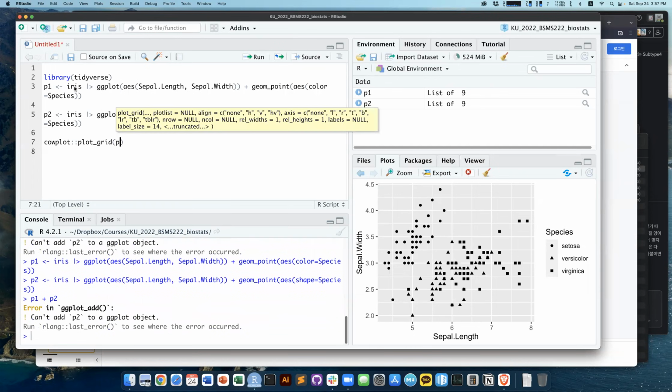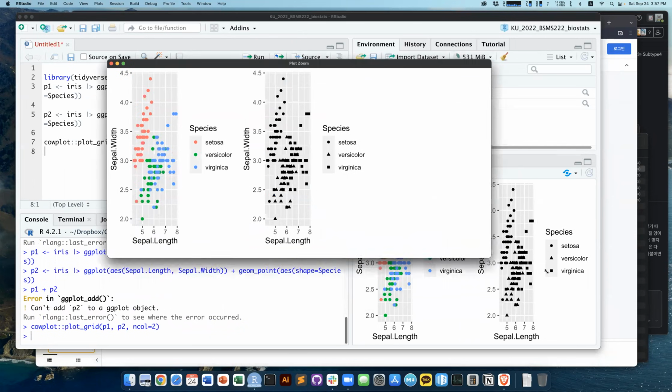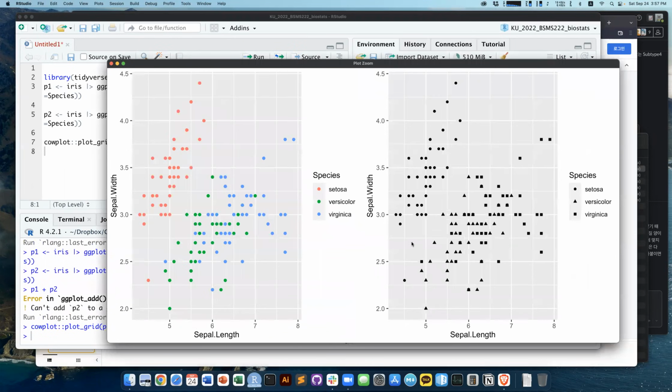Plot grid P1, P2. Okay, let's look at it together. So this is basically the same information. On the left, we use the colors. On the right, we use the shape with our colors, right?